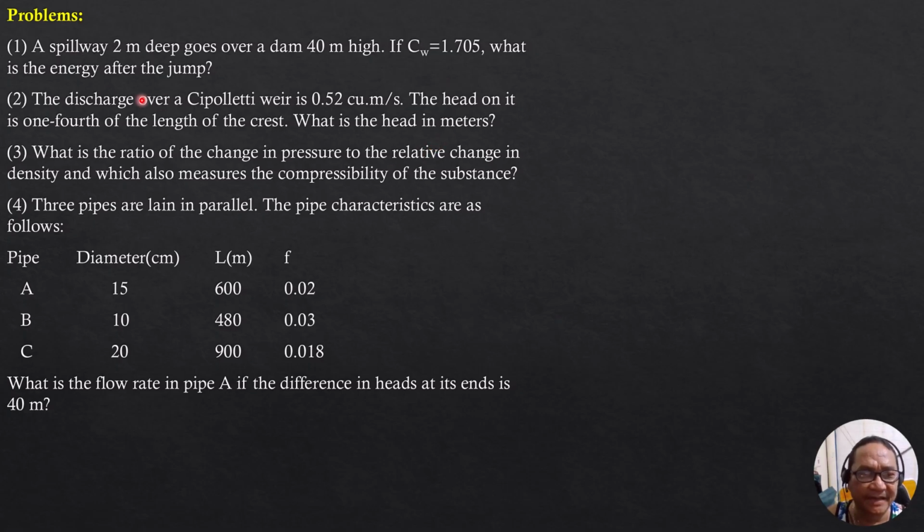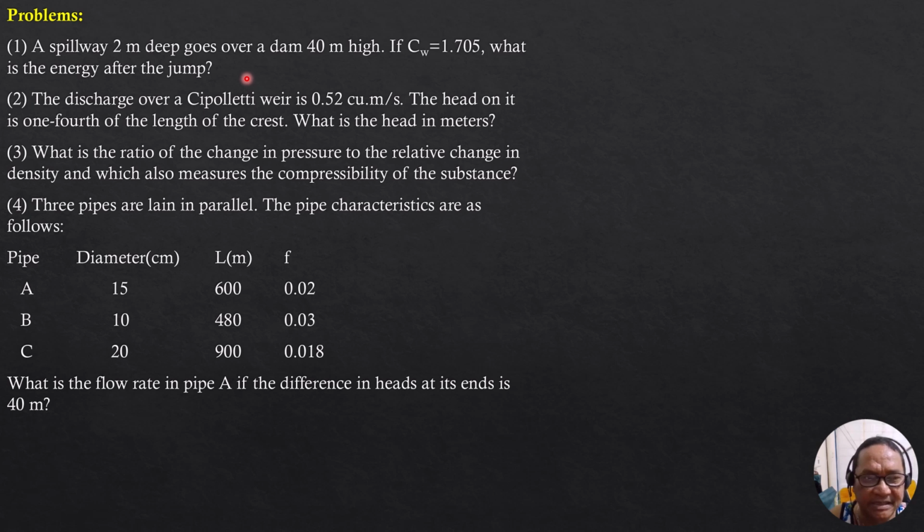So let's have the first problem. A spillway 2 meters deep goes over a dam 40 meters high. If the coefficient of weir, which is 1.705, this is also the coefficient of a broad crested weir, in this case it's a dam, what is the energy after the jump?